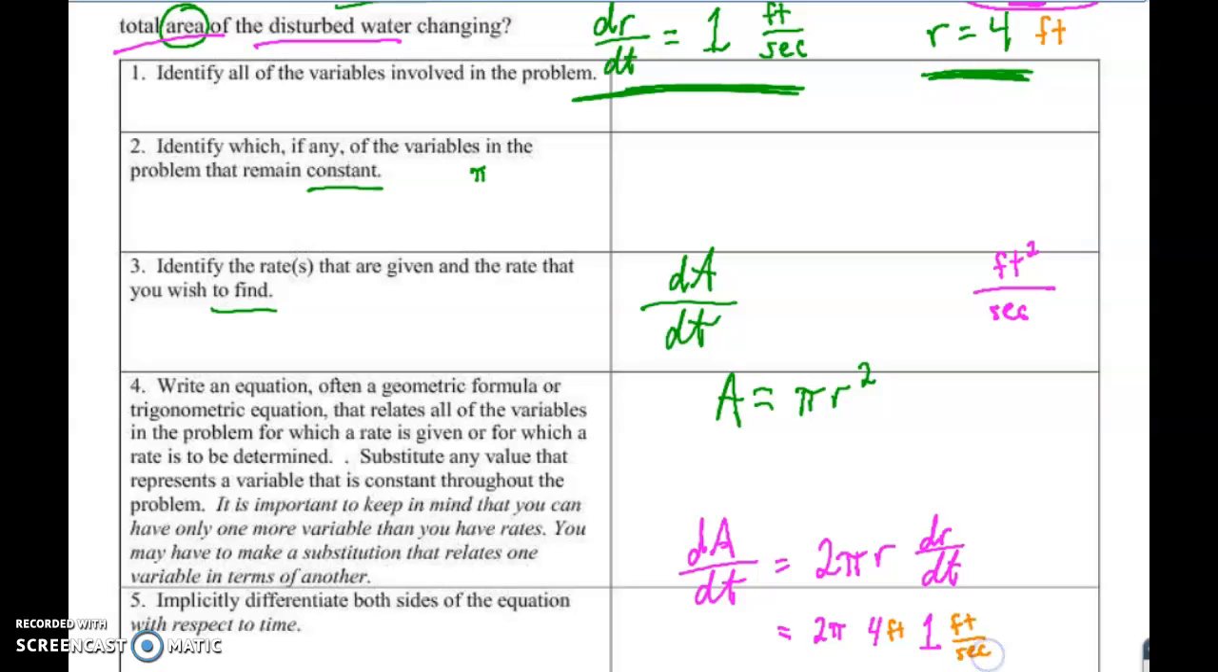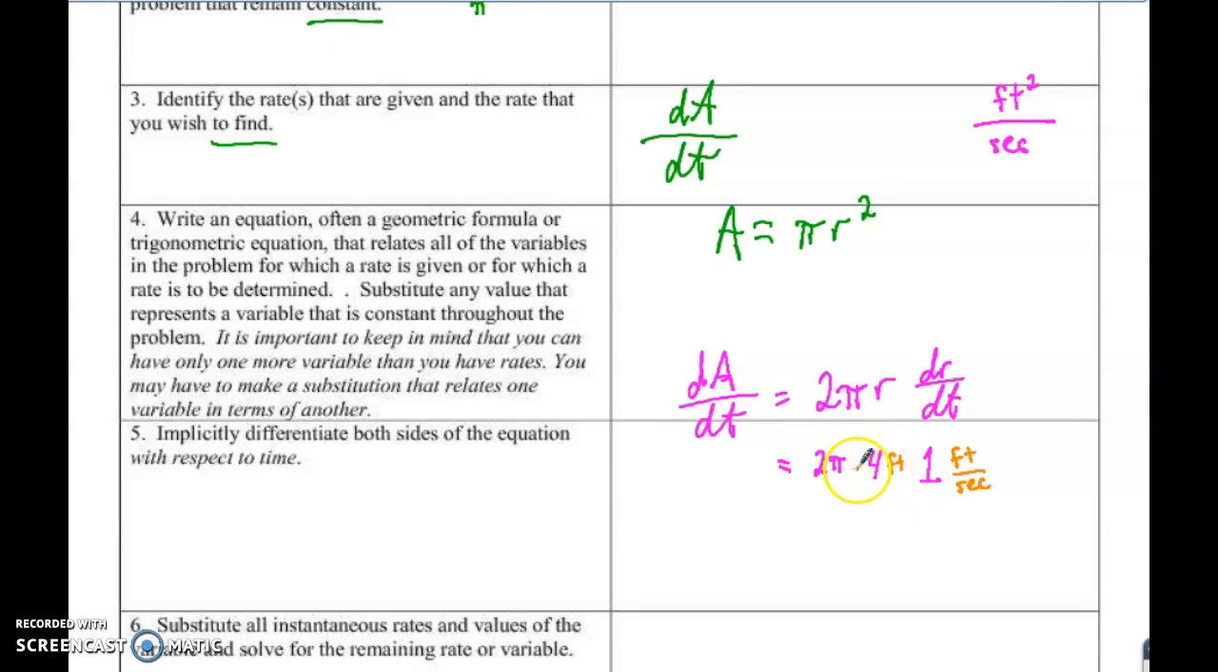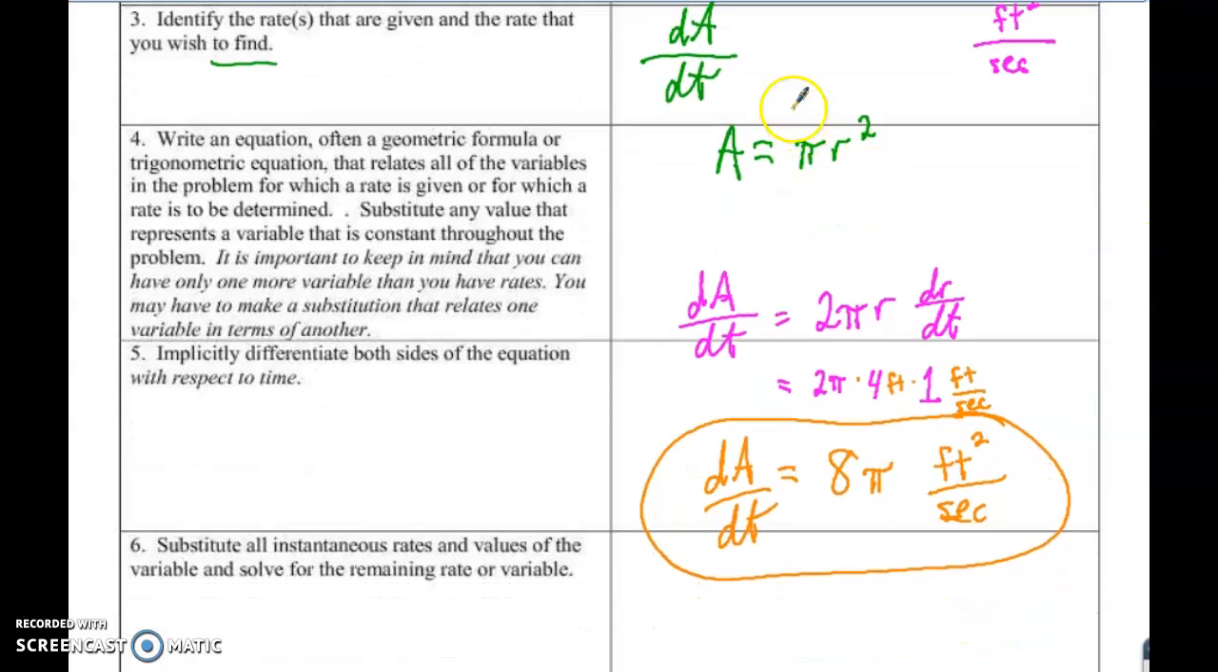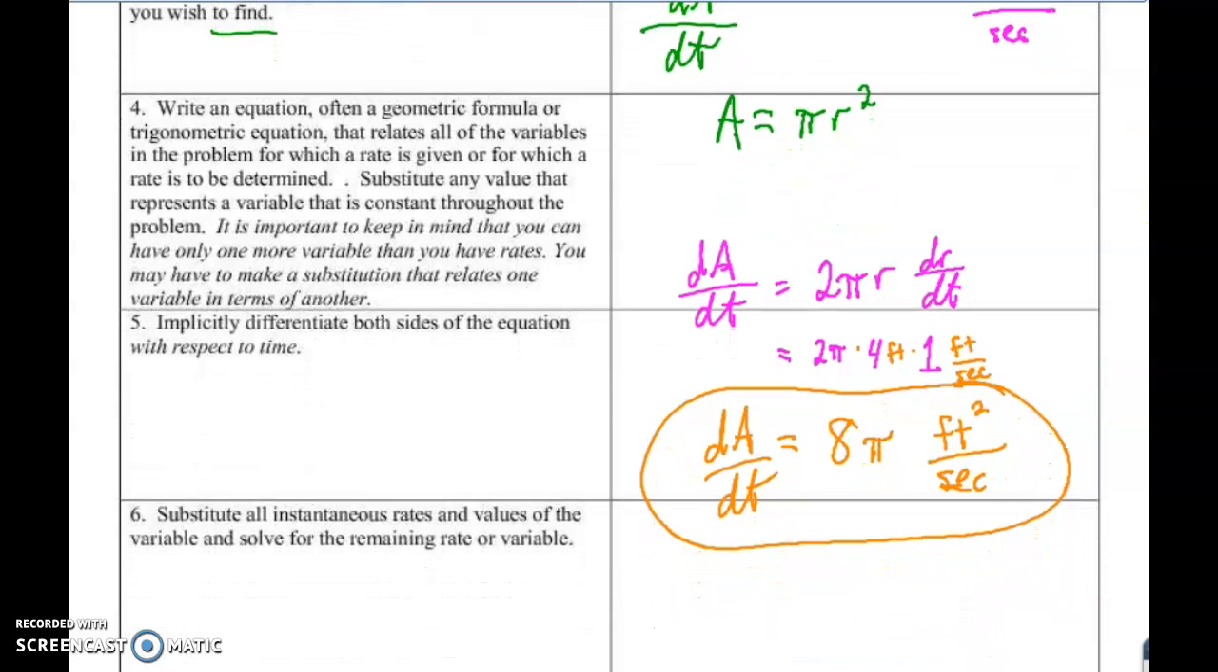So as you multiply, I think most of you would probably look at this and say, oh, well, 2 times 4 is 8 times 1 is not going to change the value of it. So we're looking at 8 pi, and now looking at those units, you can confirm that feet times feet is feet squared per second. And that's what your answer will be for dA/dt. So as you get better at this, you might not need as many boxes on here. Especially when they give you the formula, sometimes you don't have to think too hard to get to that correct answer.